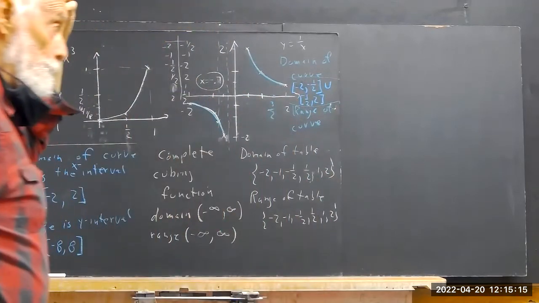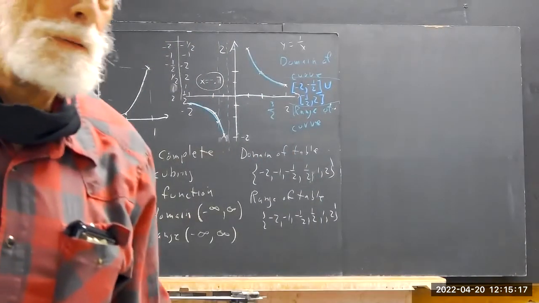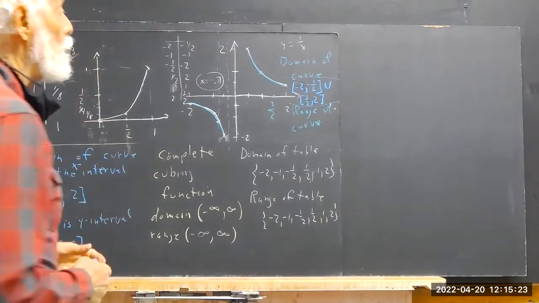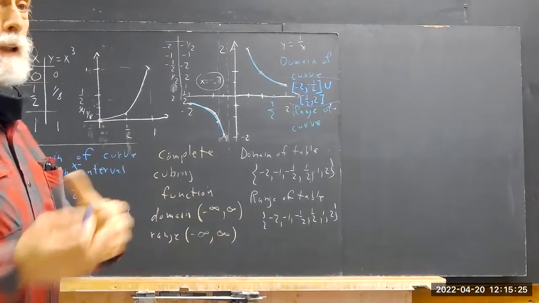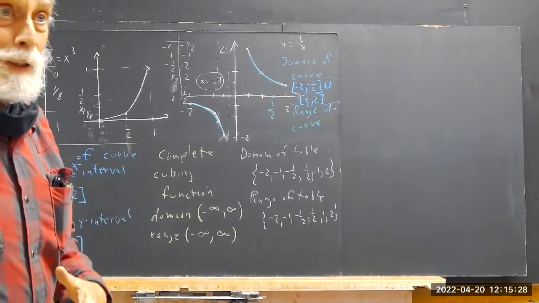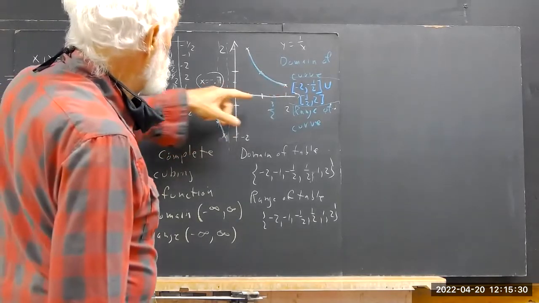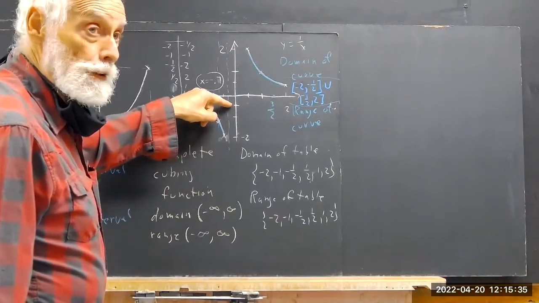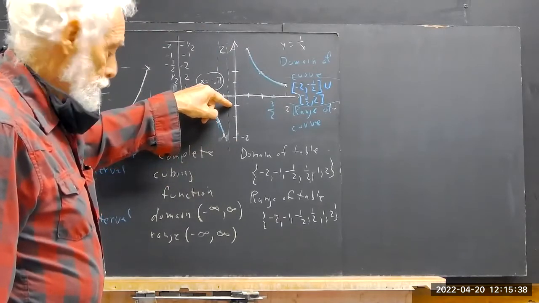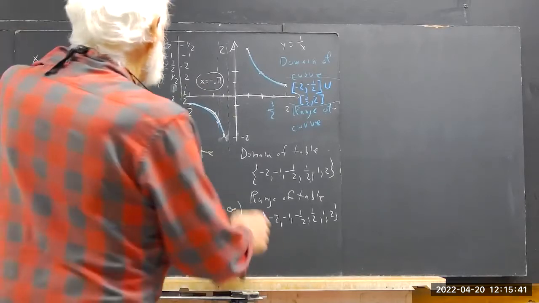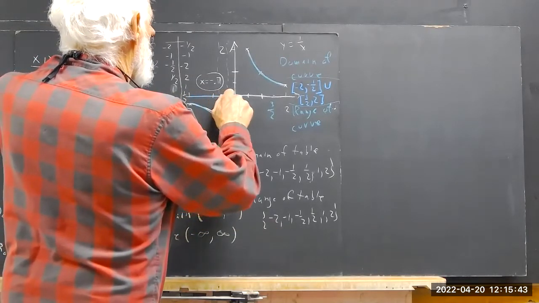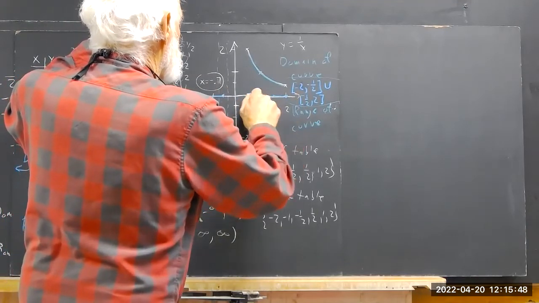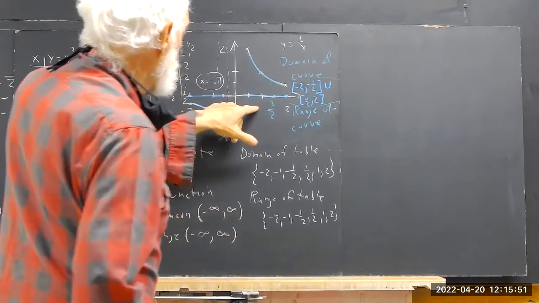Now you're going to see that in your homework. But that's your domain, okay? Now I'm not going to try to drag the range out of you, but you can see that the range consists of y values between 1/2 and 2, or between negative 2 and negative 1/2, right? So here's your domain.